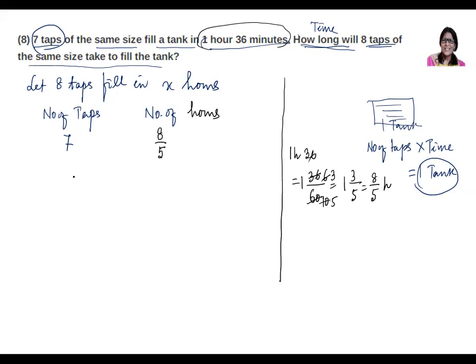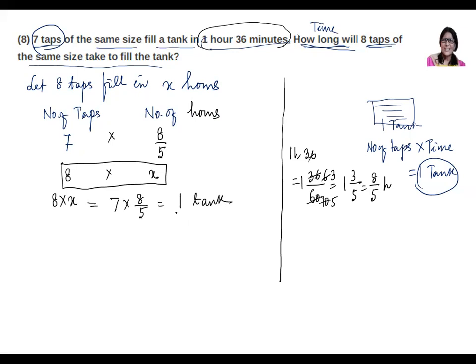Now, in how much time will 8 taps fill? 8 and x hours. Then multiply. So you are getting 8 into x. I'm keeping x on the left side. It remains same, 7 into 8 by 5. This is one tank. But next step I won't write this. I'll equate: 8 multiplies x is equal to 7 into 8 by 5, or x is equal to 7 multiplies 8 by 5 divided by 8. So 8 cancels. You are getting x equal to 7 by 5 hours.